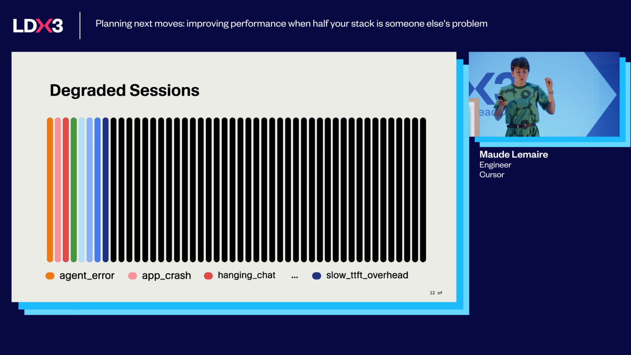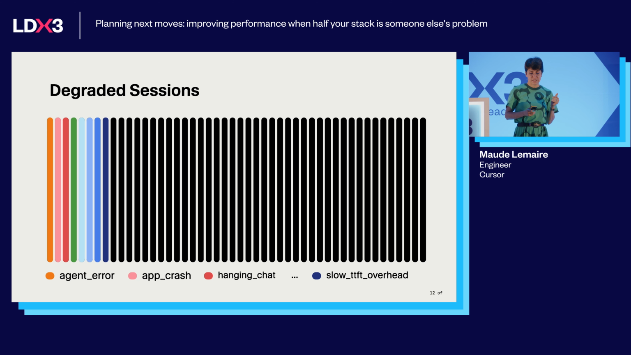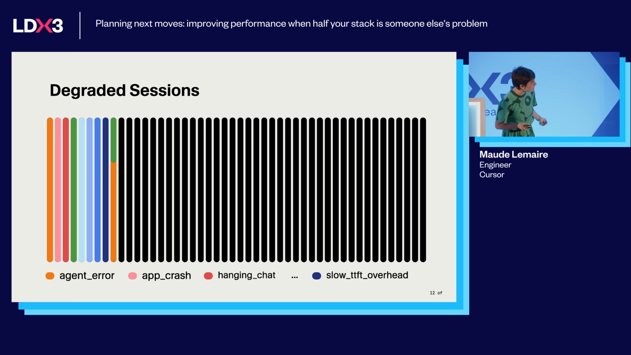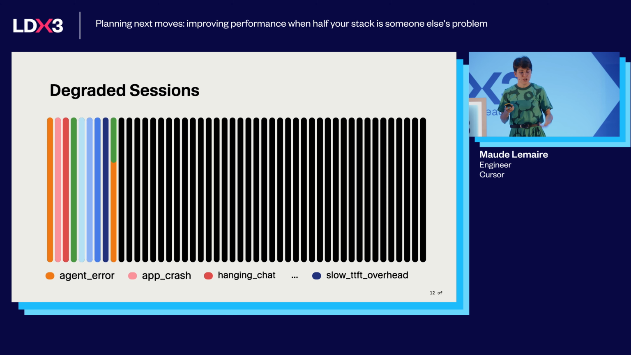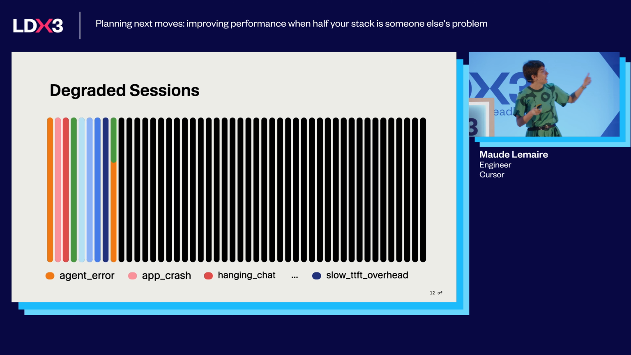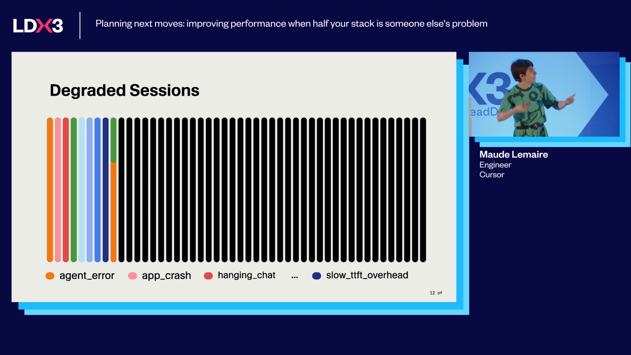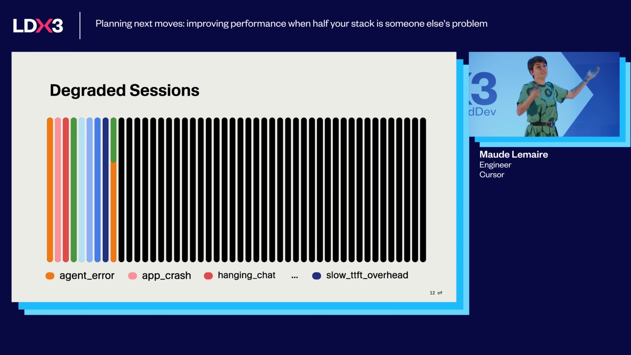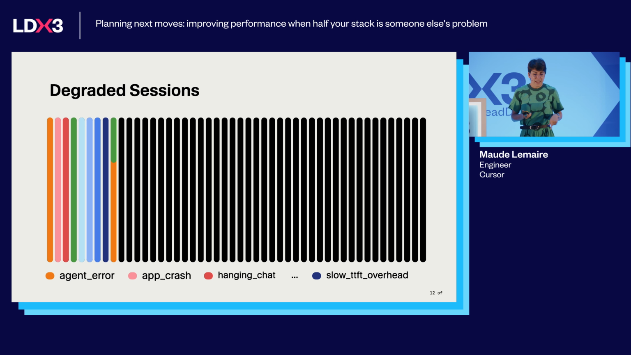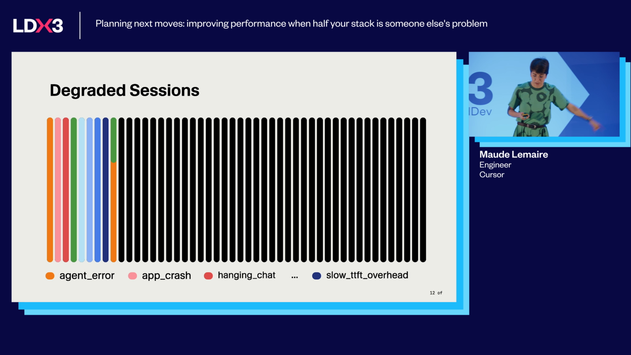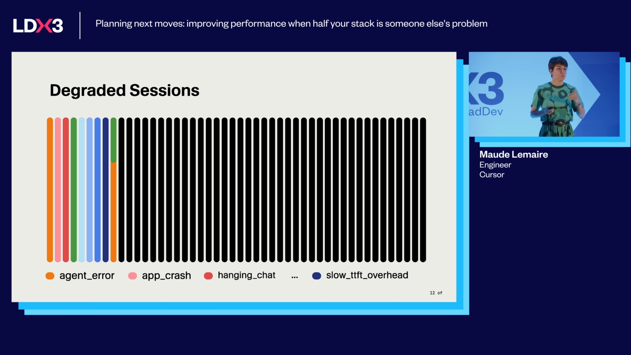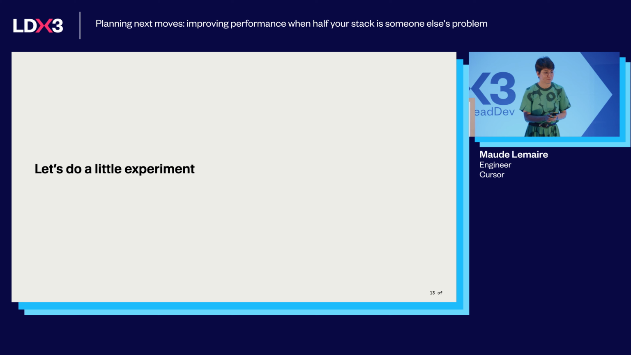If you encounter one or more of these issues during a single session, we split it up proportionately. So say you hit some agent errors 3 times and another issue one time, well, then it'll be 3/4 agent error plus 1/4 for a total of 1 degraded session. And what I'm talking about today is that dark blue blob, the slow TTFT overhead. But first, I want to do a little bit of an experiment.